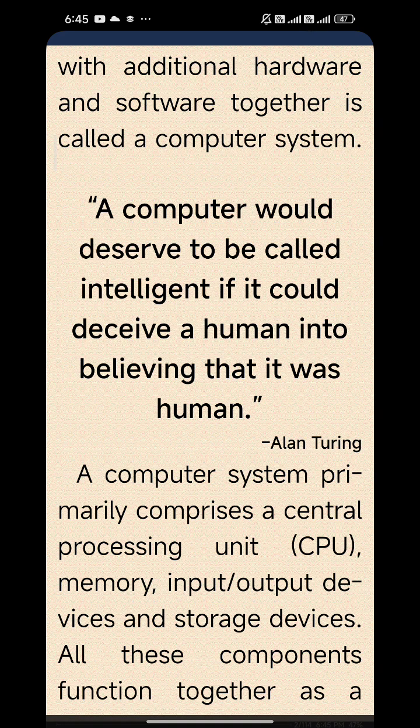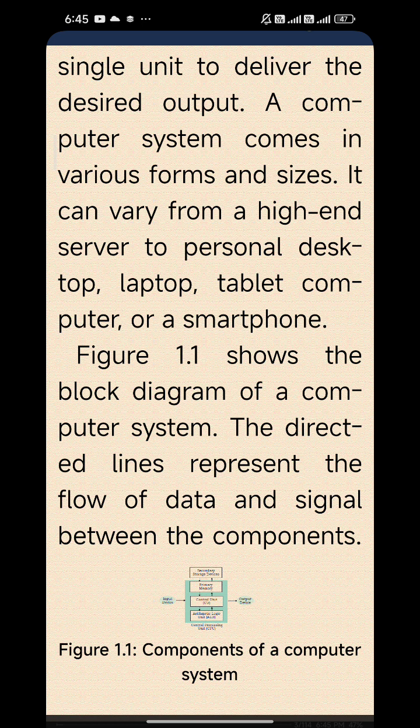All these components function together as a single unit to deliver the desired output. A computer system comes in various forms and sizes. It can vary from a higher-end server to a personal desktop, laptop, tablet computer, or a smartphone. Figure 1.1 shows the block diagram of a computer system. The directed lines represent the flow of data and signals between the components.